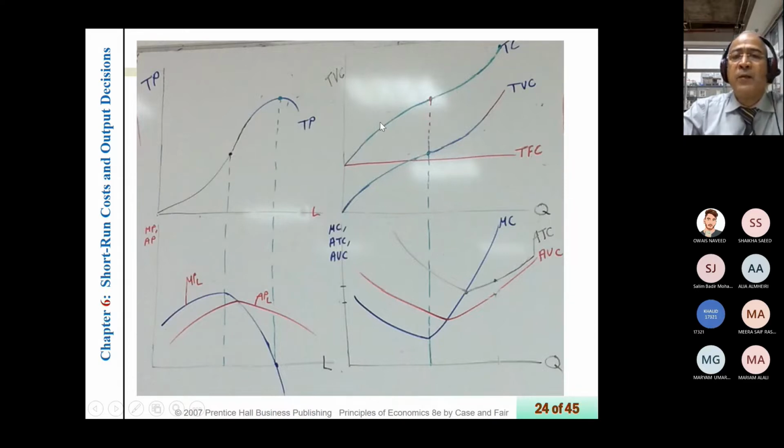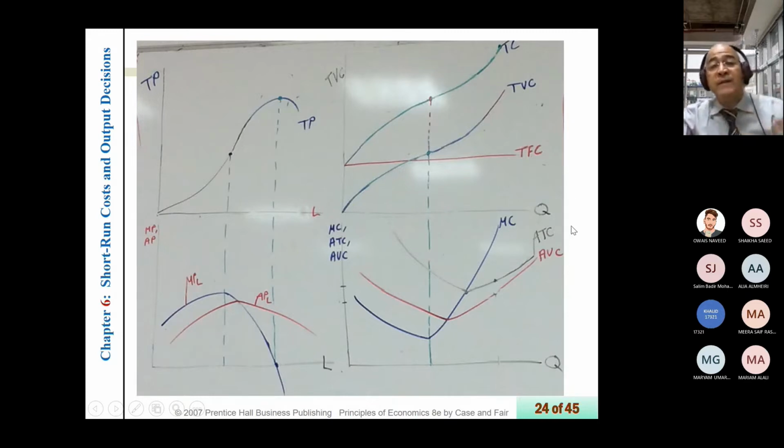The inflection point on total product or on total cost is important because it determines the maximum point of marginal product and the minimum point of marginal cost. So, total product, units of output. Here, units of labor. Here, dollars. And in the horizontal axis, quantity, units of output, similar to total product, units of output.